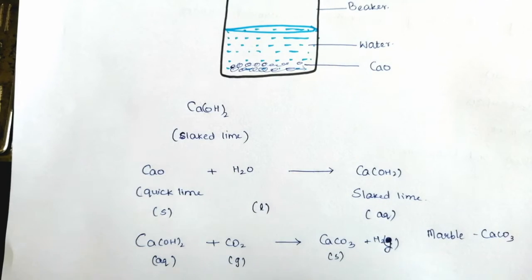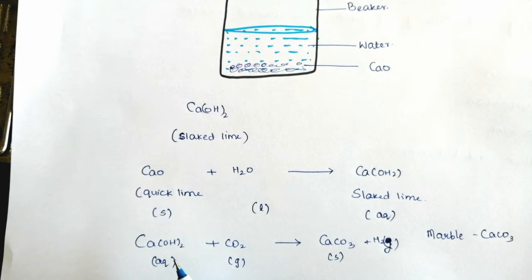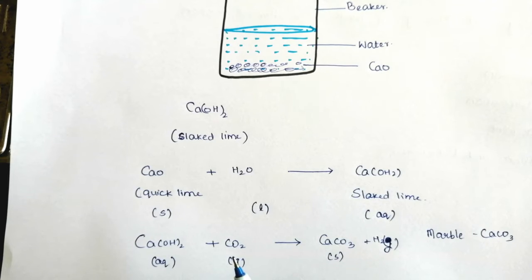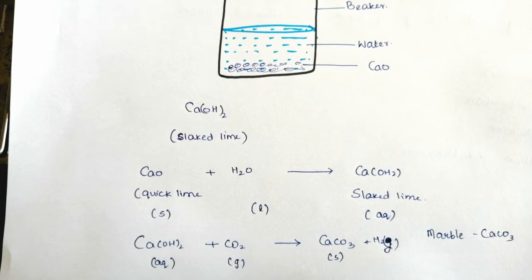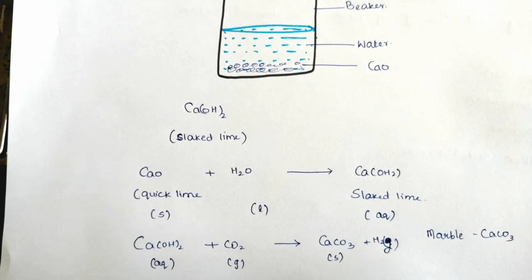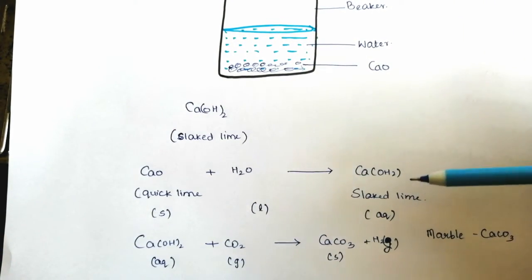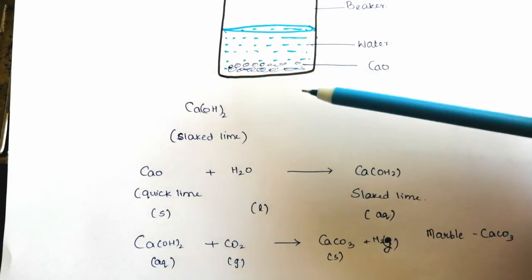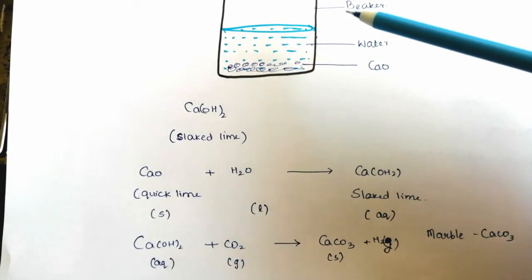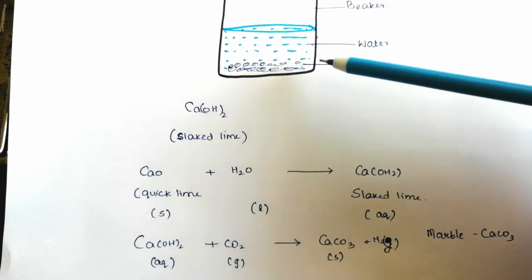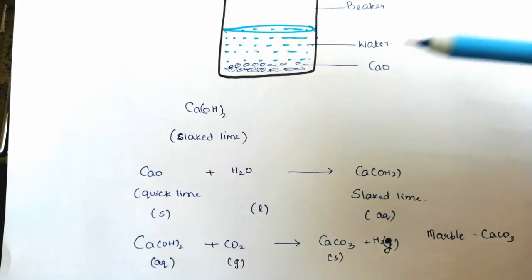If you see the mechanism, calcium hydroxide, that is the slaked lime, reacts with carbon dioxide present in the atmosphere to form calcium carbonate and water. Interestingly, the formula of marble is also calcium carbonate. Here, in this reaction, slaked lime is formed with the evolution of heat. That is, the beaker in which we are conducting the experiment gets heated up. That is, heat is evolved.